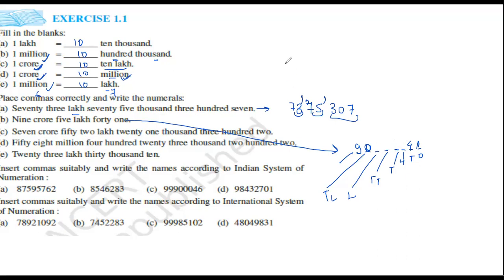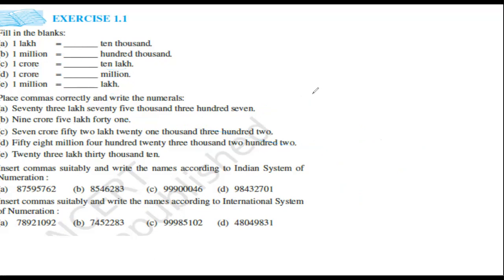Next question I have taken. Yeah. So here it is after 10,000, lakh, 10 lakh, and then crore. Okay. So he's saying 9 crore 5 lakh 41. So 5 lakh he's saying, so I'll have to put it in the place of lakh. And then 41 directly he's saying, so I'll have to put the rest of the things there. Okay. This was the thing. Now I'll do this thing.